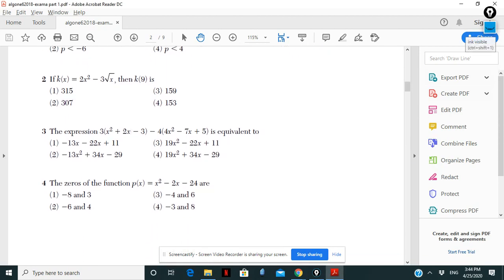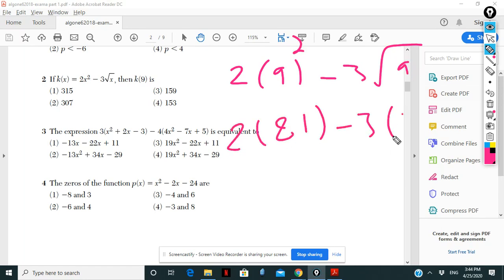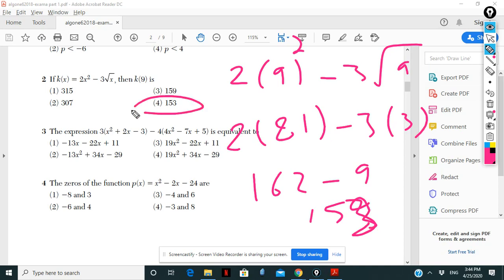Question number 2. If k(x) equals 2x squared minus 3 radical x, then k(9) is. I'm going to just plug in: 2 times 9 squared minus 3 radical 9. So it's 2 times 81 minus 3 times 3, so it's 162 minus 9, giving me 153. So the answer is 4.